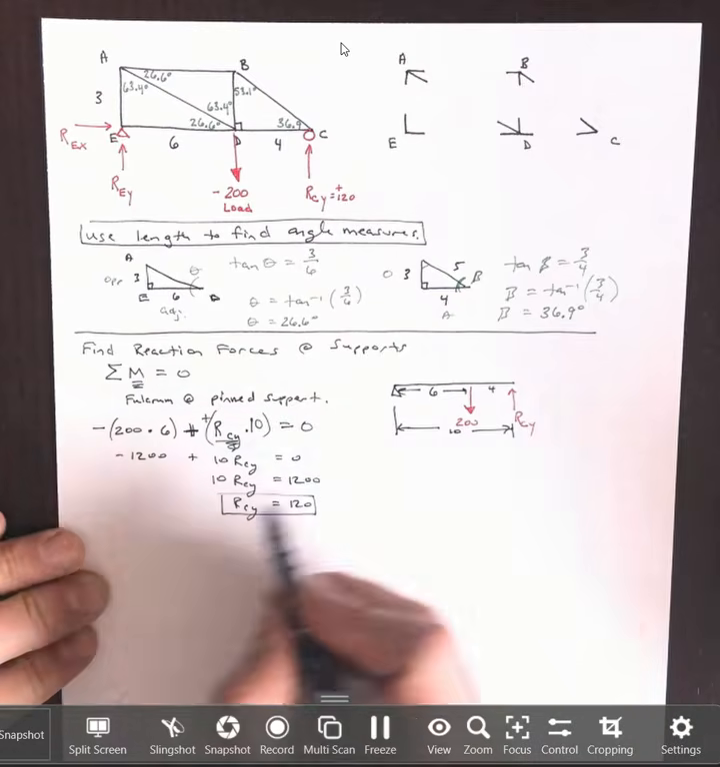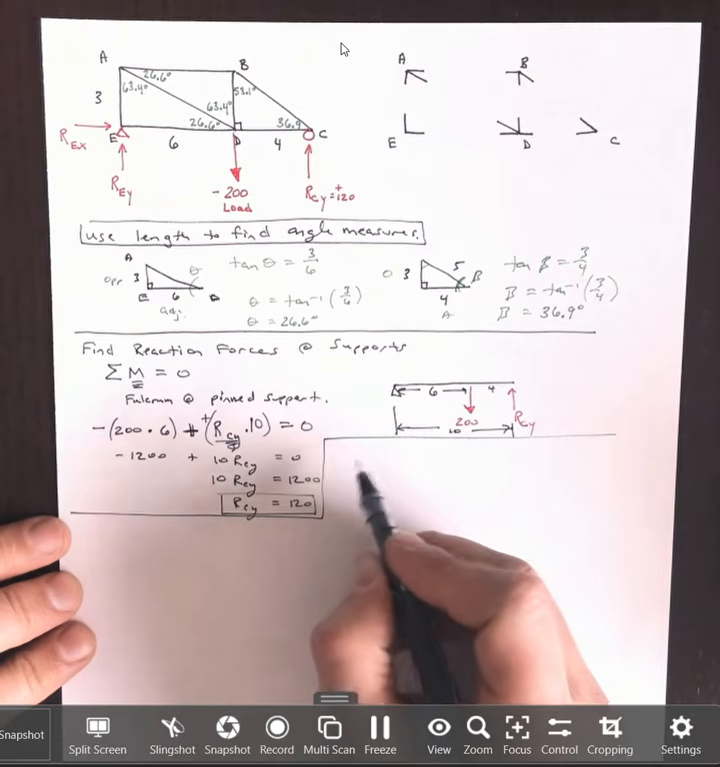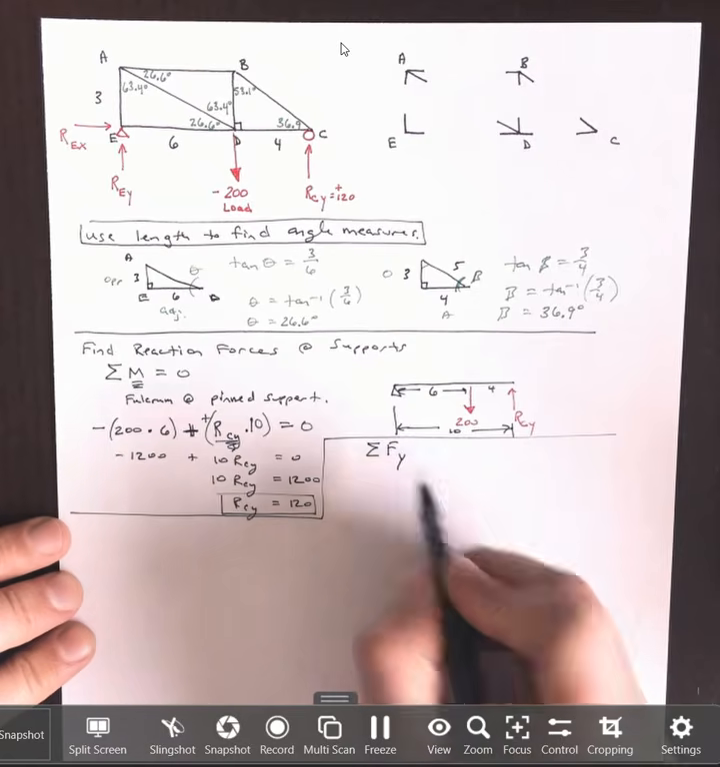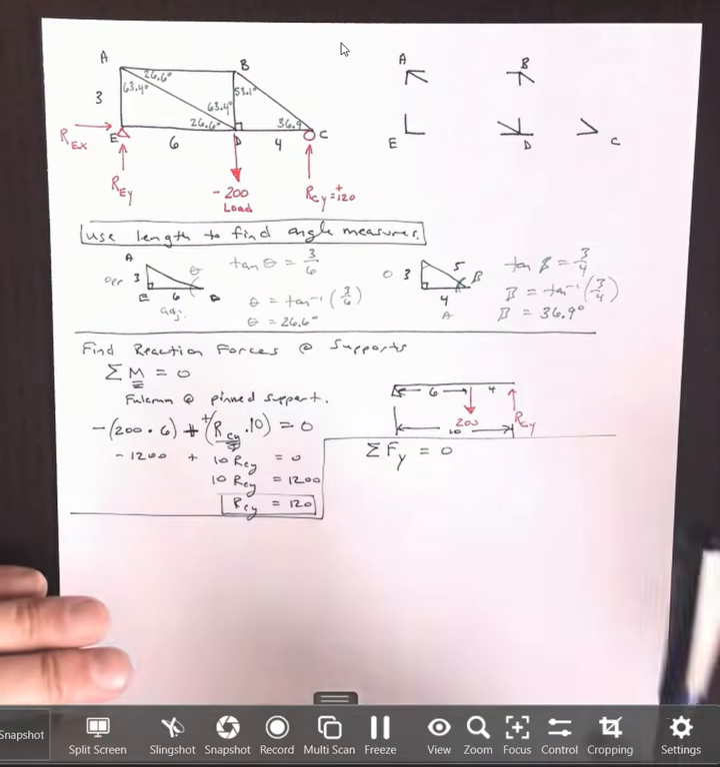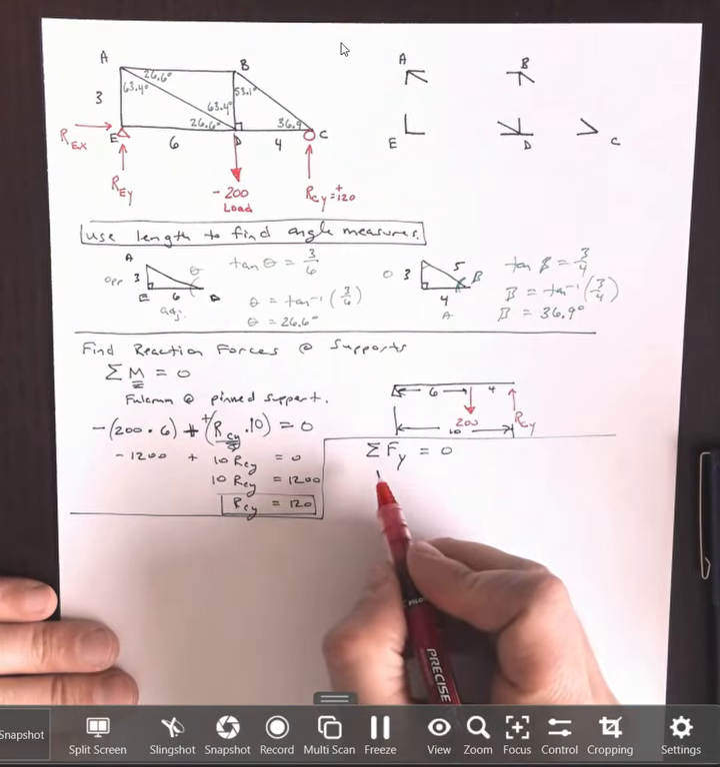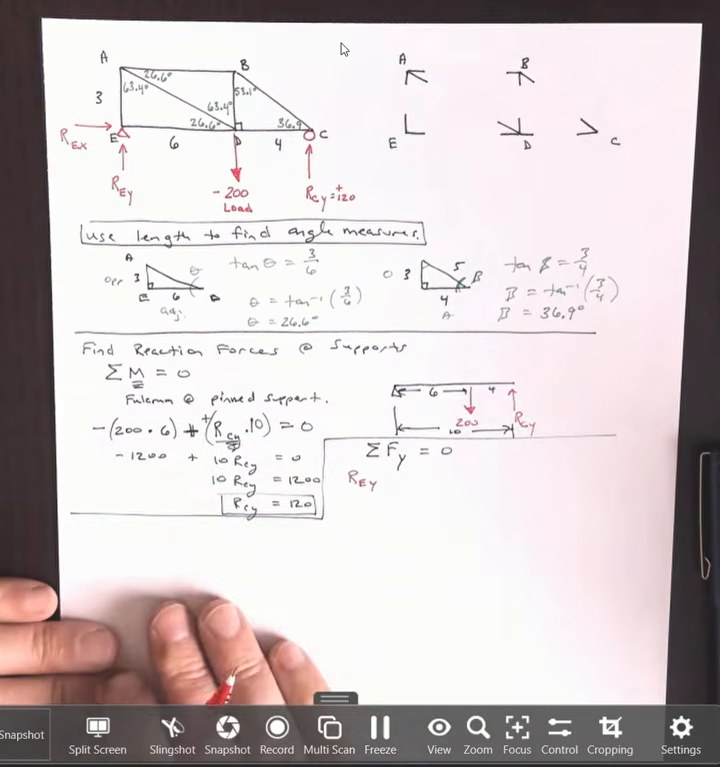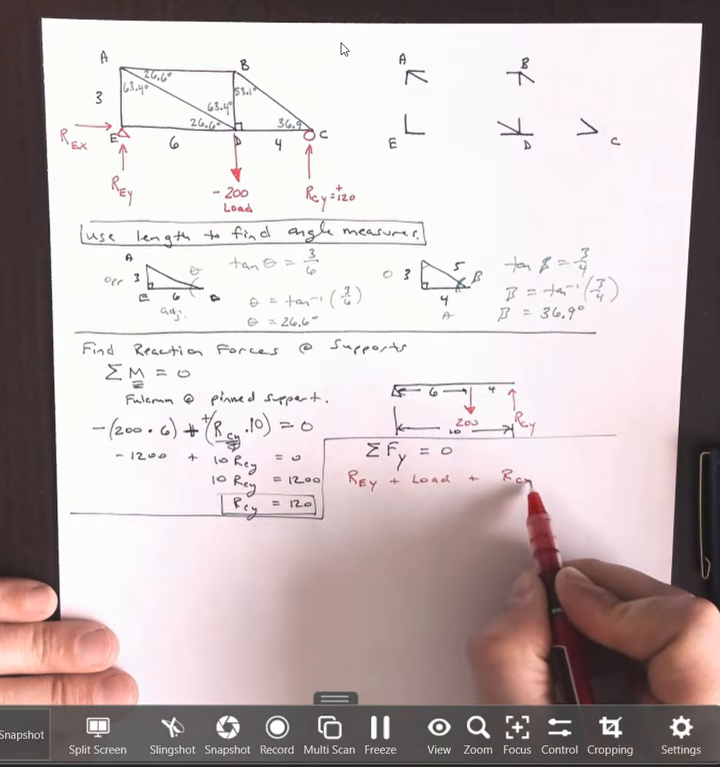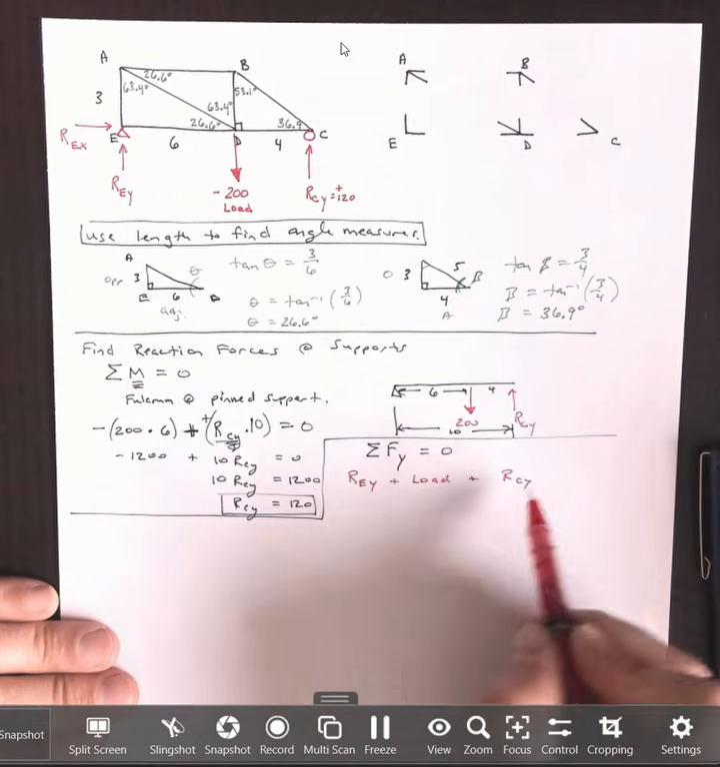All right, and then the next equation we're going to use says that the sum of all the forces acting on this truss in the y direction have to add up to equal 0, because it's got to be balanced. Our bridge is not getting pulled down, it's not beginning to float up in the air. So we need to identify where they're at. Well, we have a reaction force at E in the y direction. We have a load. We have a reaction force at C in the y direction. Those are all our vertical forces. Here, here, and here. They all have to add up to equal 0.